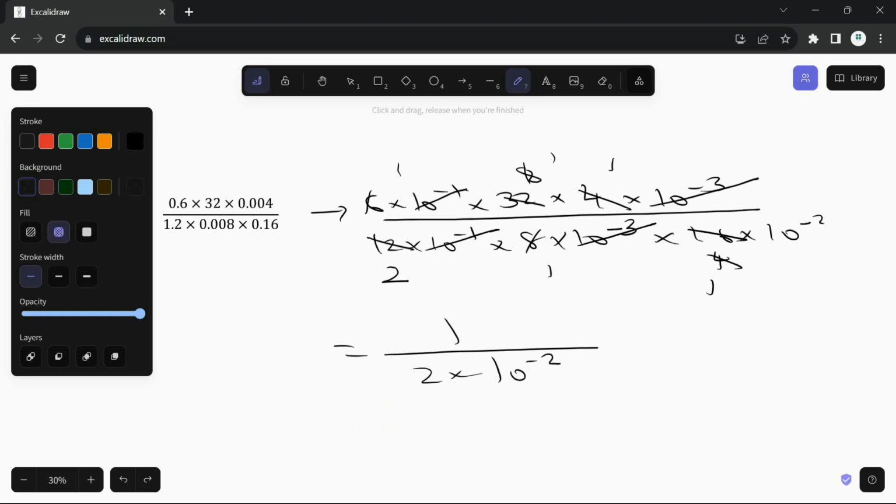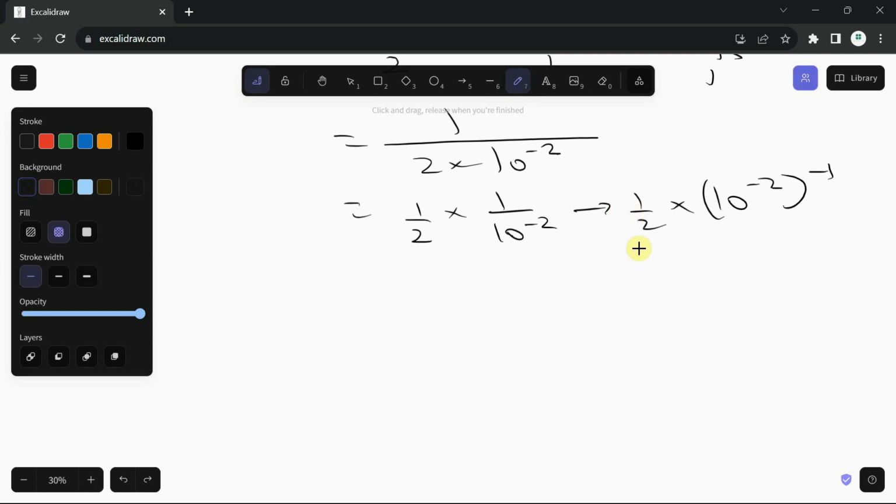So we can split this into 1 over 2 times 1 over 10 raised to the power of minus 2. If I do this, 1 over 10 raised to the power of minus 2 is like saying 10 raised to the power of minus 2 raised to the power of minus 1. Great. So 1 divided by 2 is 0.5 times 10 raised to the power of minus 2 times minus 1. That will give me plus, as minus times minus is plus. 2 times 1 is 2.